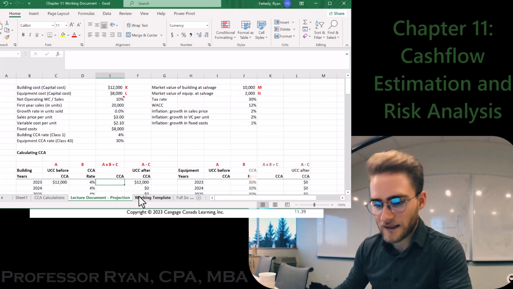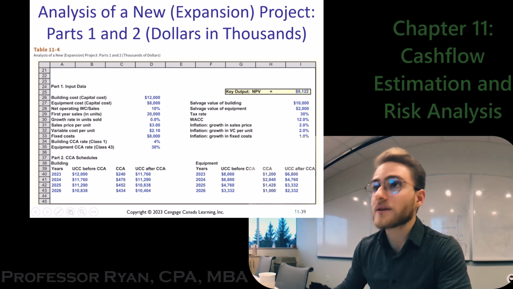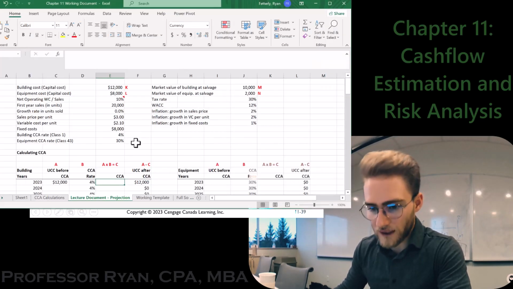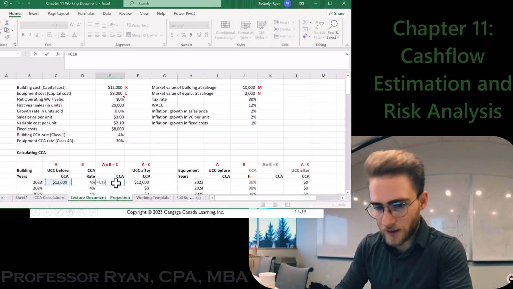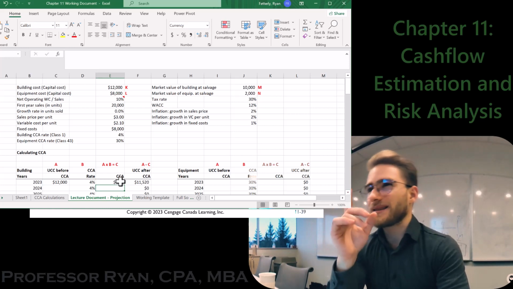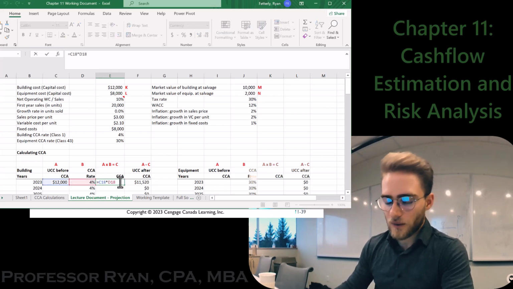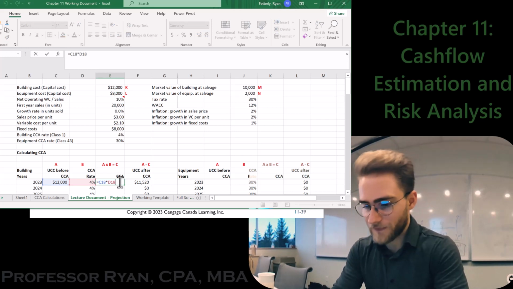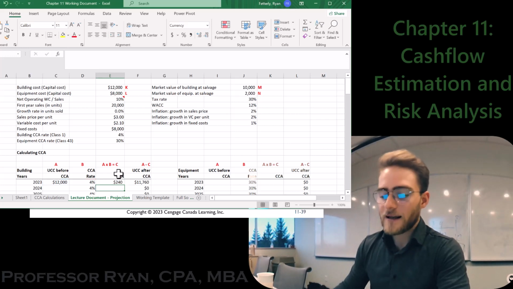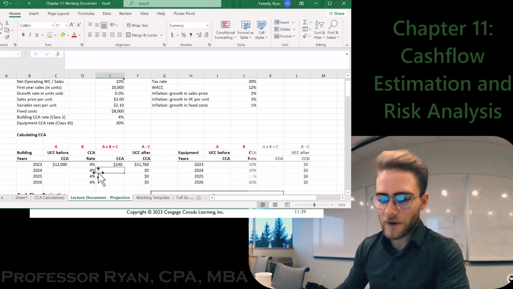And my CCA in this case, I just want to double check that they are using the half-year rule here. So they get 240 in CCA. To get 240, they're taking the 12,000 multiplied by the 4%. No, that's 480. Notice how that's double what they recorded in their first year. That's because they're using the half-year rule for the first year. If I multiply by 50% or 0.5, now I get their CCA calculation of 240. So there's a difference because of the half-year rule.